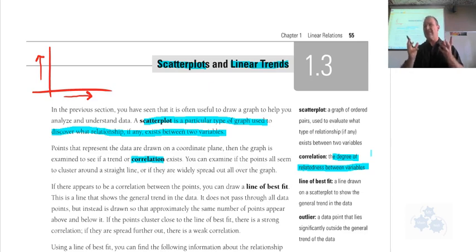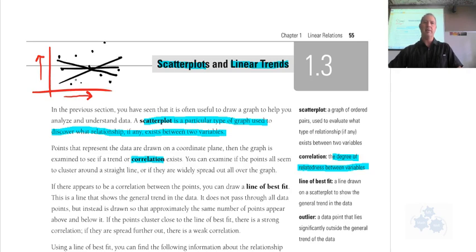What about something like this? If you have points like this, and it looks all over the place, is this happening? Is this happening? Is this happening? So those are not correlated. That means there's really not much of a connectedness between the variables.